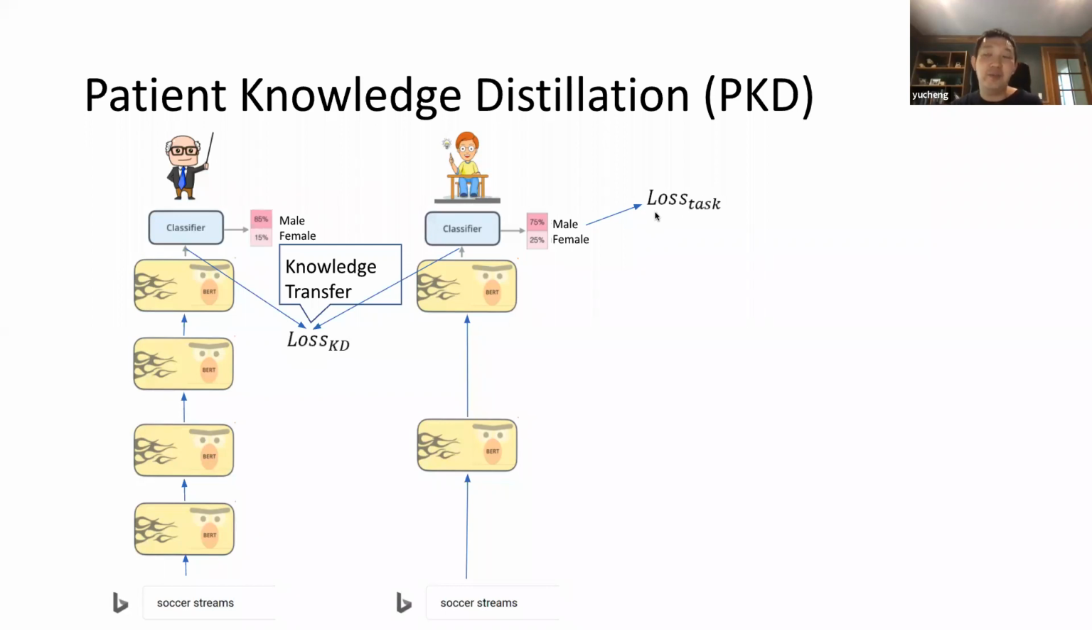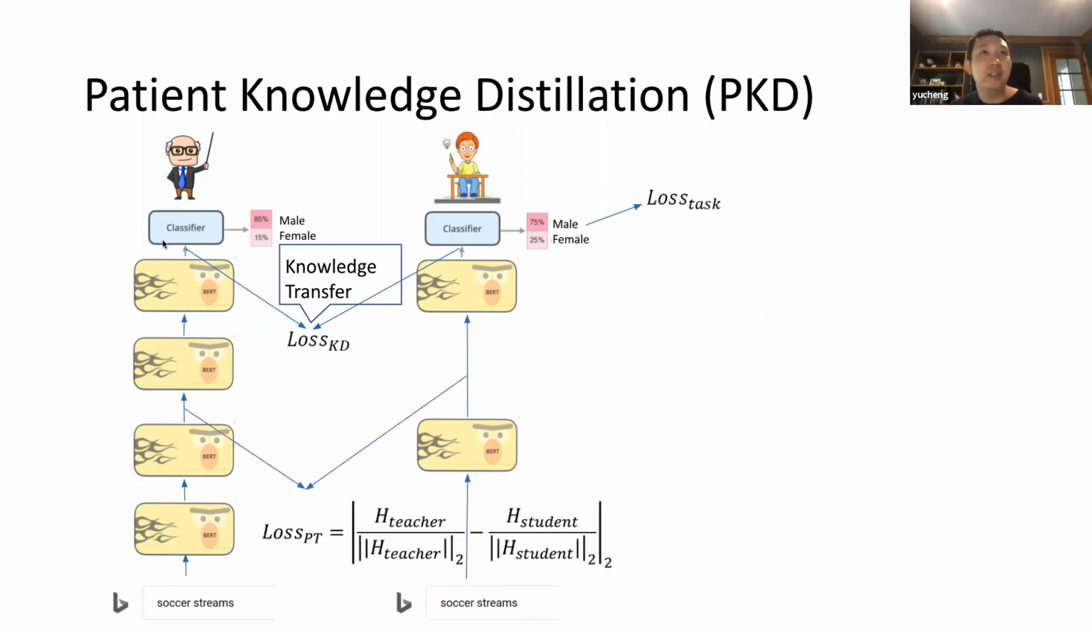And also, if you have your fine-tuning step, you also have your data and the label. You can have the loss, right? And the last loss is, like traditional KD, we will try to mimic the behavior of the teacher model and the student model, which just matches the KL divergence of the output layer.